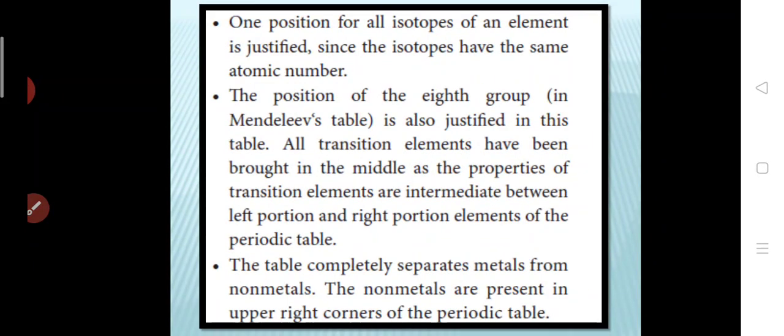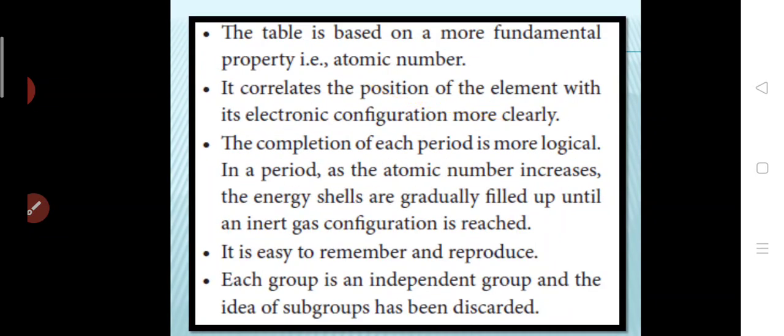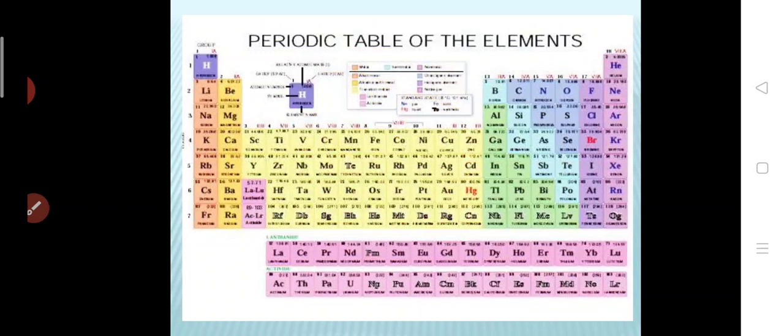The positions of certain elements which were earlier misfits in Mendeleev's periodic table were now justified, because it is based on the atomic number of the element. And justification has been offered for placing lanthanides and actinides at the bottom of the periodic table. It was very difficult to place these elements, so since there is no place here, he brought them down.